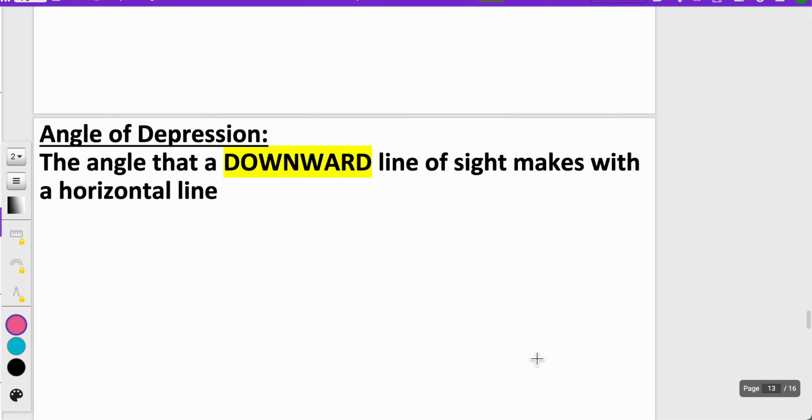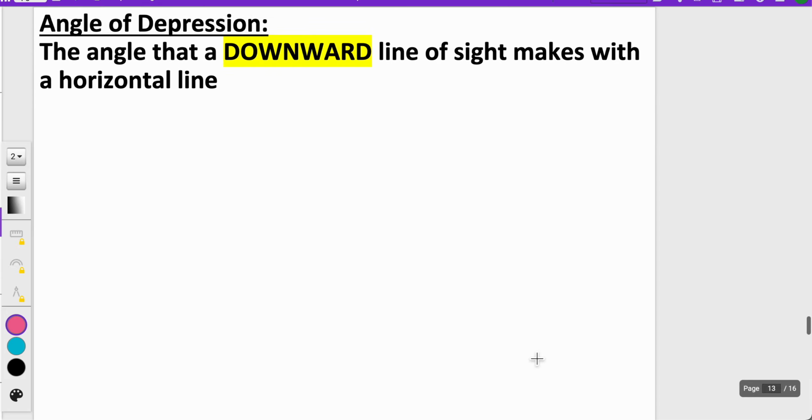Last little bit, again, angle of depression. This is the angle that a downward line of sight makes with a horizontal line. So a little bit different than yesterday. Angle of elevation is what we talked about yesterday, and that is when your angle has an upward line of sight, but now we're looking at a downward line of sight, okay?